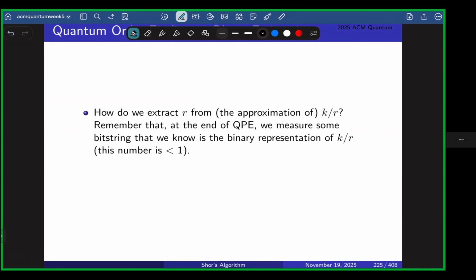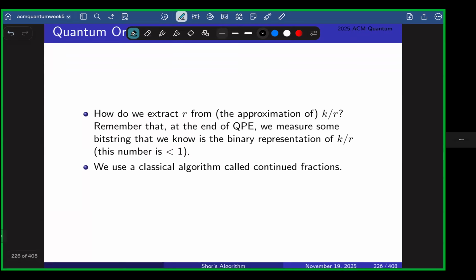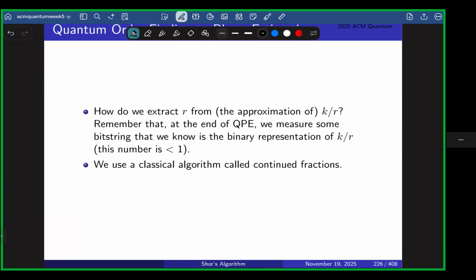A perfect segue into the next part is how do we extract R from the approximation of K over R? Again, K is random, and we read some binary representation. That's basically what I was saying here. We use a classical algorithm. This is not quantum anymore. I'm going to skip the algorithm for now, and maybe when we're done, if we have time, we'll come back to it. I don't think we'll have time, but there's some classical algorithm to get R, and I might be wrong, but I think the complexity is like n to the sixth. So it's actually kind of slow, but it's polynomial.